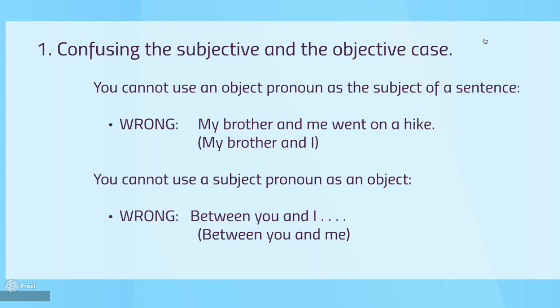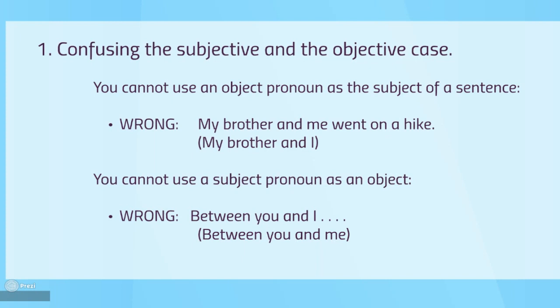Now, the subject of a sentence, just a quick review, is who or what is doing the action. And typically, 90% of the time, that subject is going to come towards the beginning of the sentence. It's going to be before the verb. So, looking at the wrong example here, my brother and me went on a hike. Well, the action here is went. So I say, who is doing that? My brother and me.